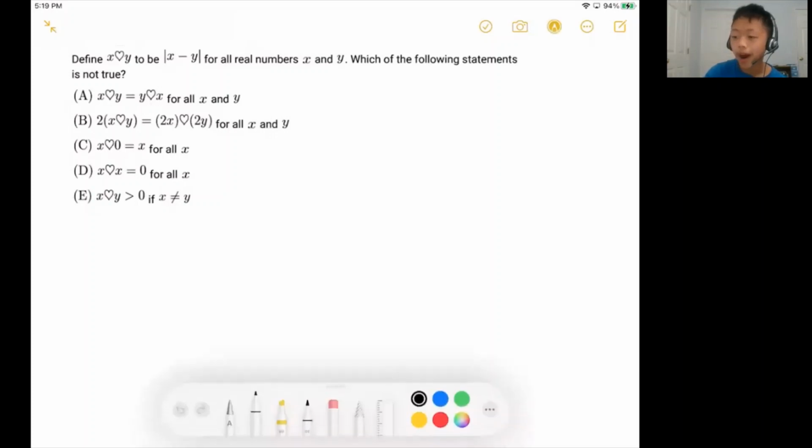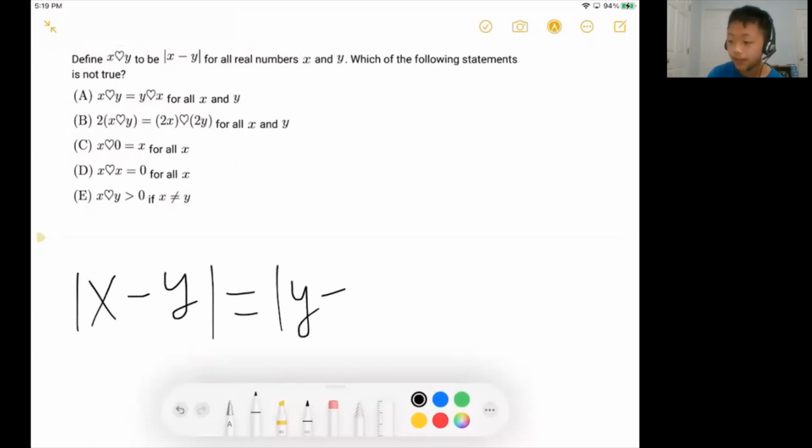Is x heart y equal to y heart x for all x and y? So we want to know basically, is the absolute value of x minus y equal to the absolute value of y minus x? Well, yes, that's obviously true, right? Because that's by definition of absolute value. If a difference is negative, then the absolute value just reverses it. By intuition, this is obviously true by the definition of absolute values.